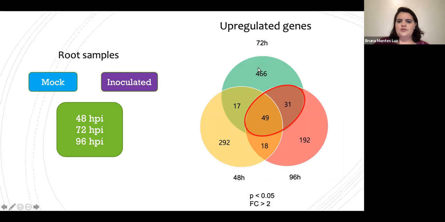We described a few upregulated genes, and we decided to focus on 80 genes that were upregulated at both the 72 and 96 hour time points. With these 80 genes, we used them further for characterization via RNAi knockdown.